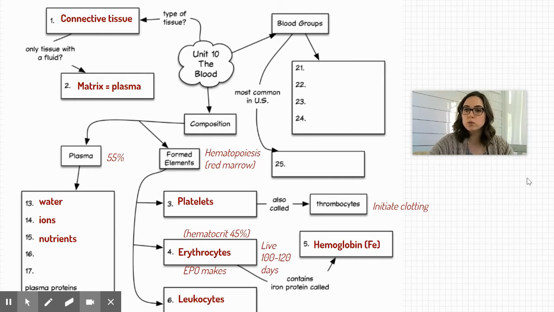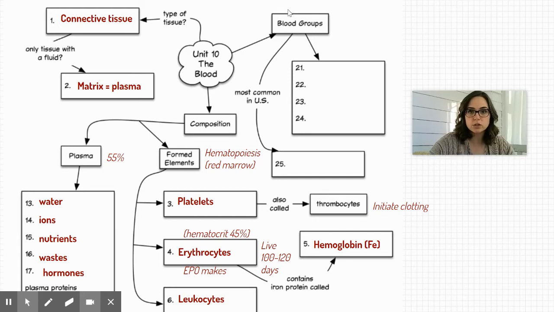Nutrients, so the food stuffs that get broken down from your digestive tract are in your blood plasma. We also have waste products that our cells make floating around in our plasma, things that might be toxic or poisonous that our body needs to get rid of. And then also hormones. Those are really important. They get scattered around all throughout our plasma as well. And then plasma proteins, which on the next screen, we will discuss what those main ones are.